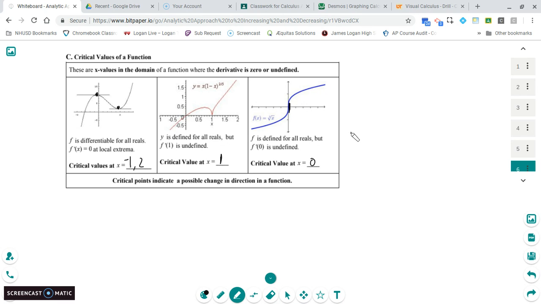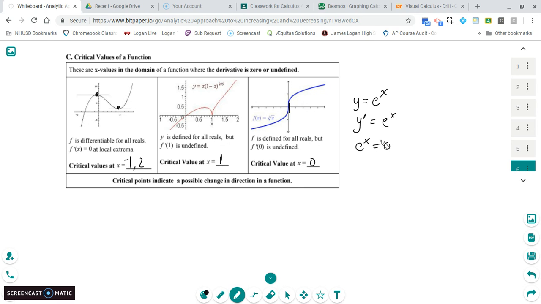Now, it is possible to have functions that have no critical values. And so what do I mean by that? Well, let's take a look. Let's throw out this function, y equals e to the x. And if I take the first derivative, y prime is e to the x, right? Well, a critical value is where this is equal to 0. e to the x equals 0.